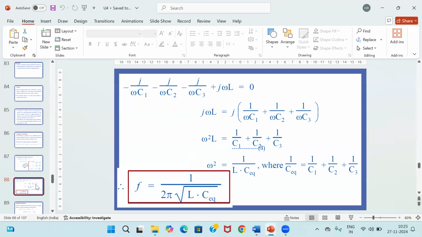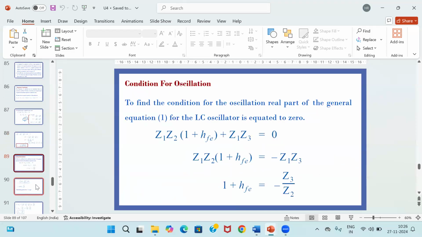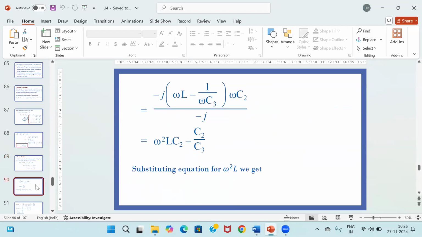Next you have to obtain the condition for oscillation. To find it, you put the real part equal to 0. The real part is the second part of the general solution. When you equate it, bringing Z1Z3 to the other side, after simplification you get 1 plus hfe equal to Z3 by Z2 minus Z3 by Z2. What is your aim in finding the condition for oscillation? Now you have to obtain the value of hfe. You know the values of Z3 and Z2.